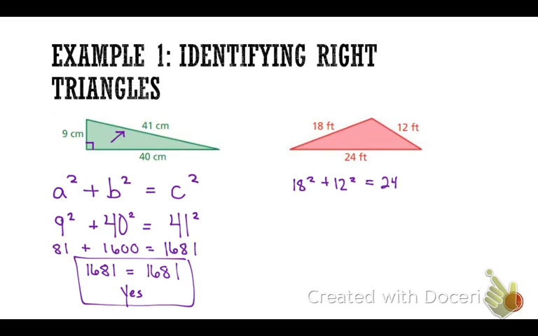And when I evaluate those exponents, I get 324 plus 144 equals 576. Did y'all get that? When you add them, you get 468 and 576. Do those equal? No. So you say no.